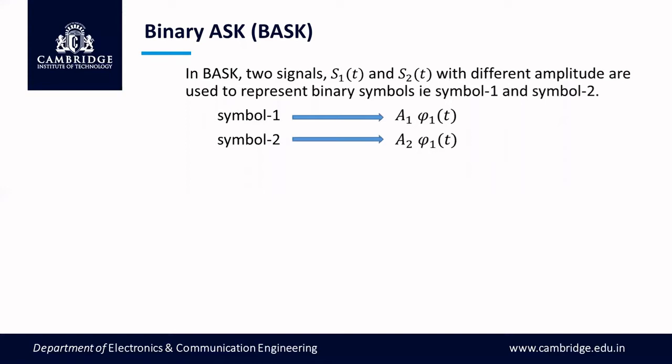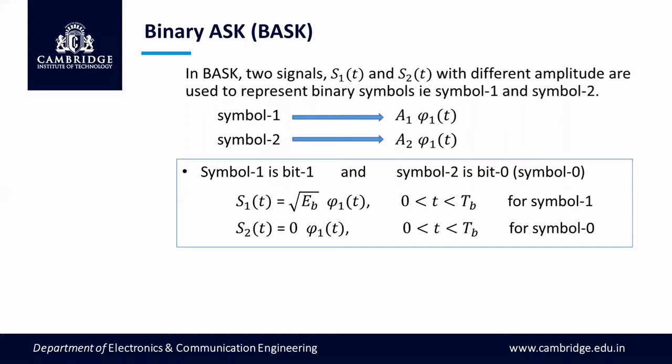As I said already, the frequency and phase of these two signals, S1 of t and S2 of t, remain the same. This signal, phi 1 of t, which is common for both the symbols, is going to have two different amplitudes, A1 and A2.